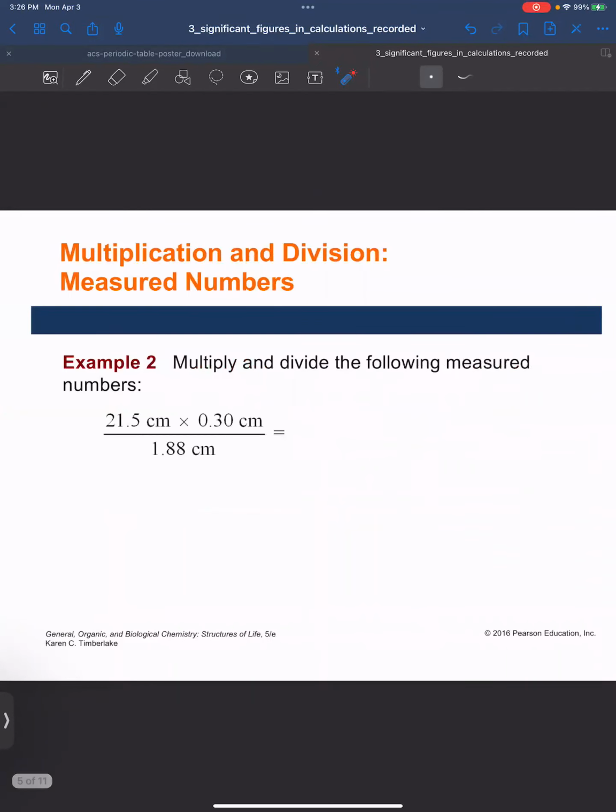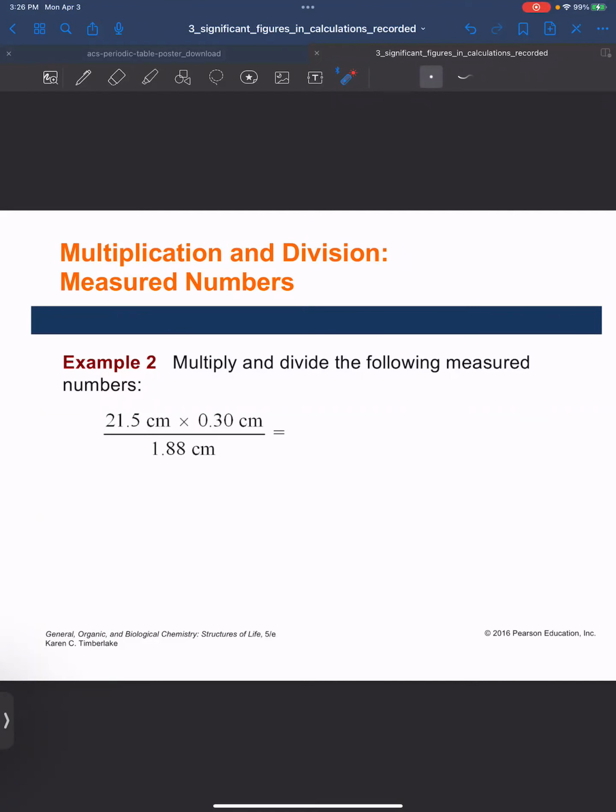Let's have some practice with it. Once again, pause the video, try this example on your own with a calculator, report to the correct number of significant figures, and then check your work with me. All right, welcome back.